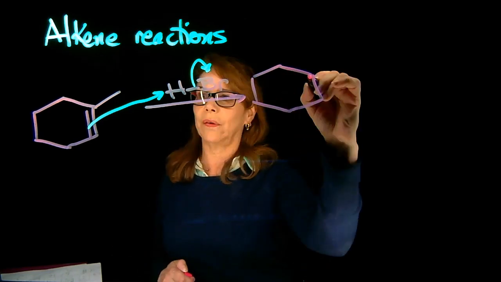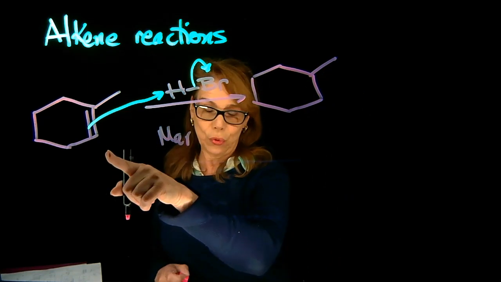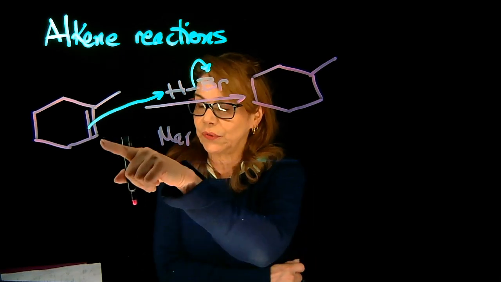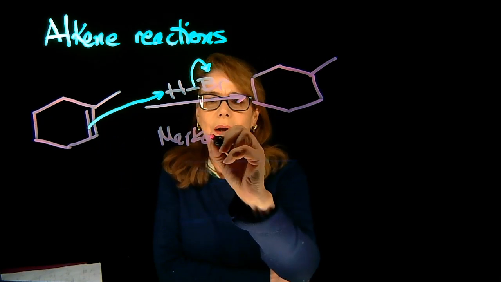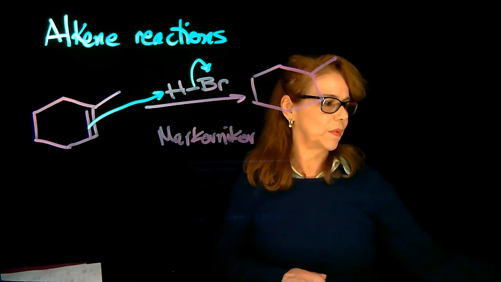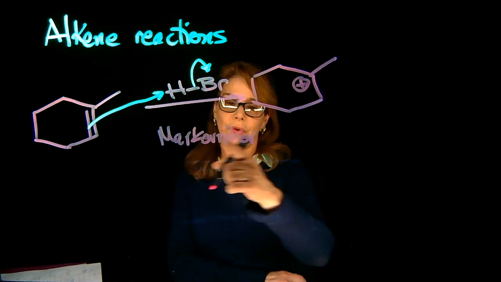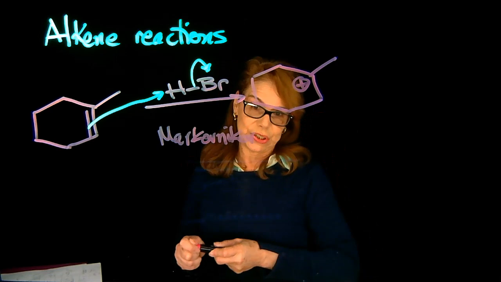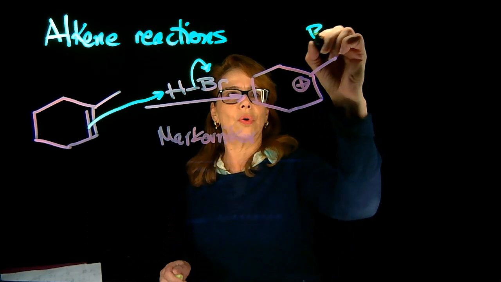In doing so, the regioselectivity is that the H is going to be added to the least substituted carbon in the double bond. This is it. So Markovnikov, and you will add the halide to the more substituted carbon, because after adding the H here, you're forming this carbocation, which is tertiary, and then you will have the attack by bromide.